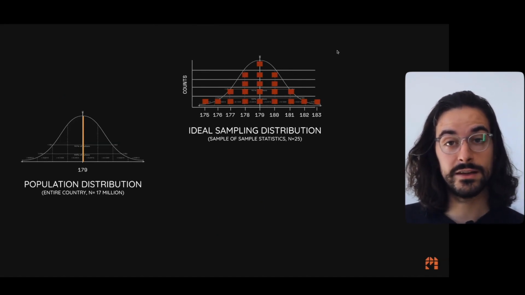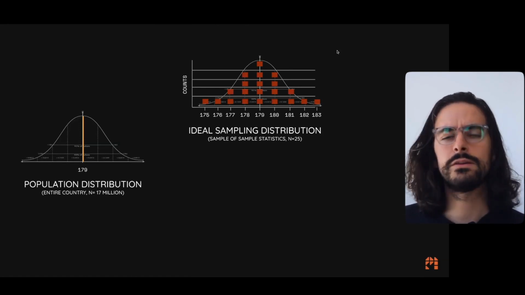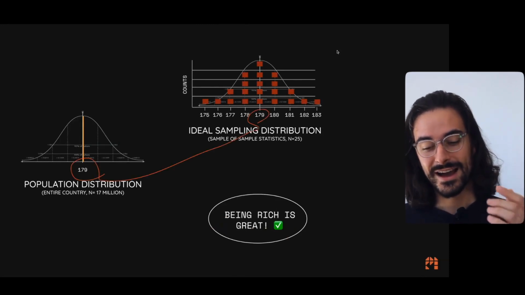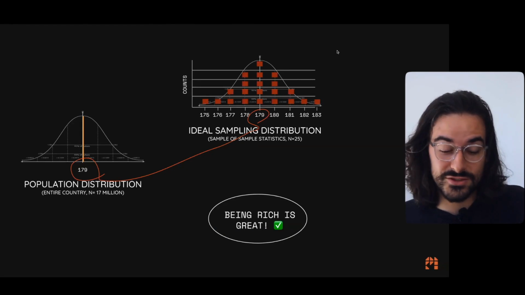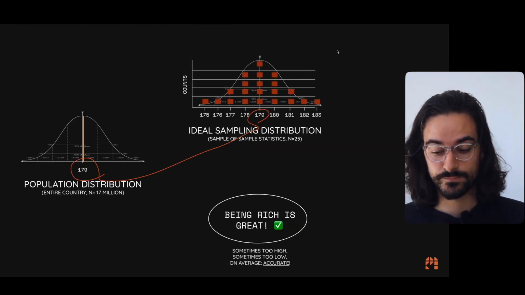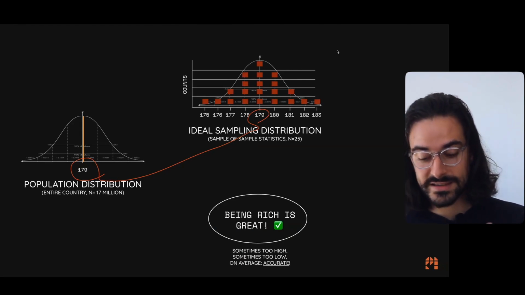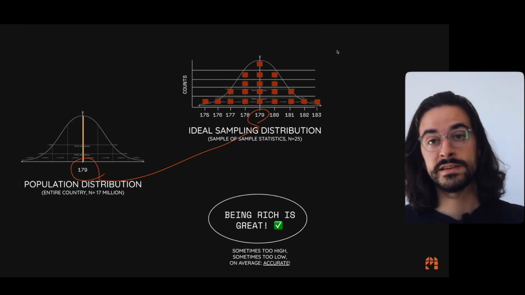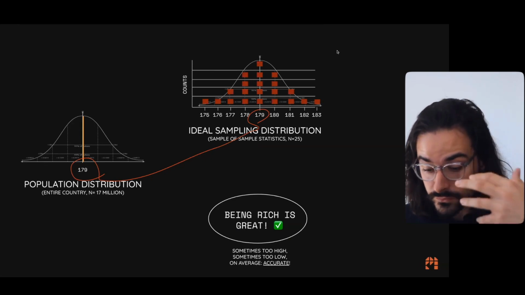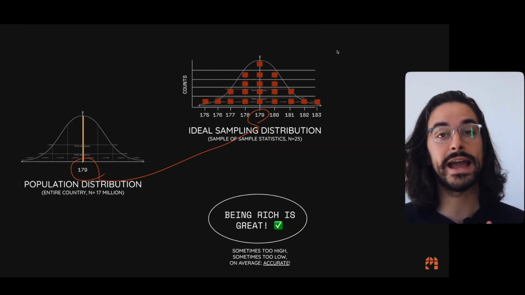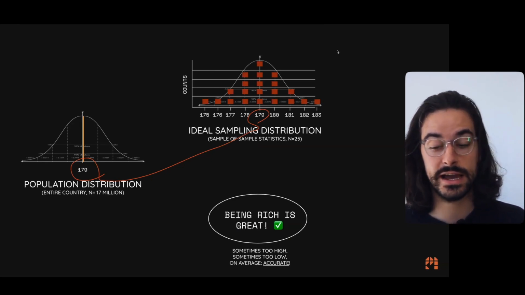That's our expected value if we were to draw a new sample. Great, we all know that stuff, and this is an ideal sampling distribution because we have infinite money, right? Because being rich is great. And the reason why it's great is because our population value is going to be exactly the same as our ideal sampling distribution. Sometimes the samples we're drawing are a little too high, sometimes a little too low, but on average, they're pretty accurate, right? The average of all samples is going to give us a pretty accurate estimate of the population, which is 179.